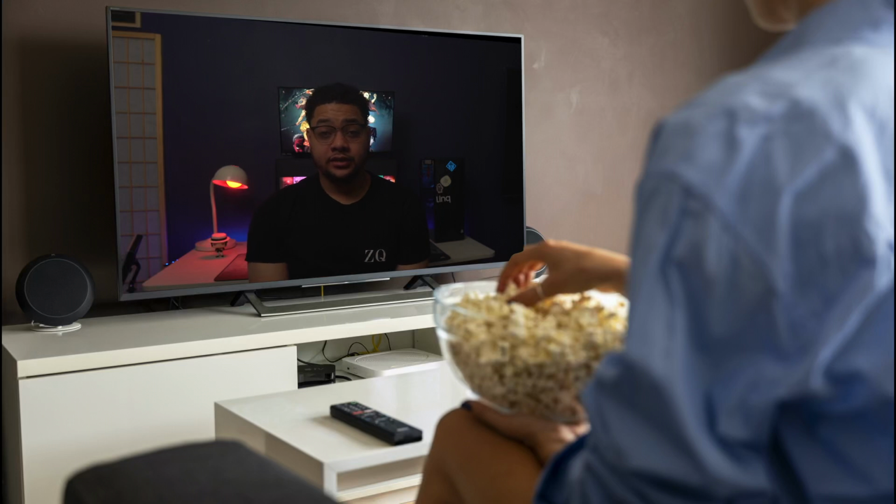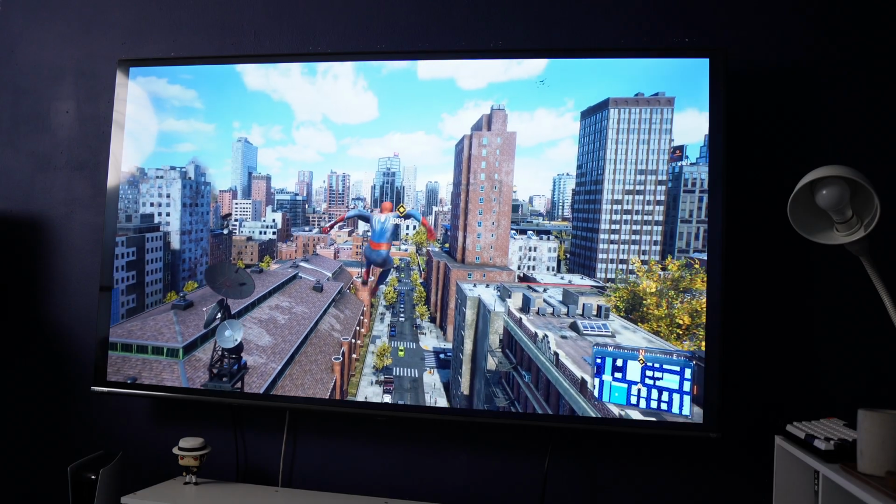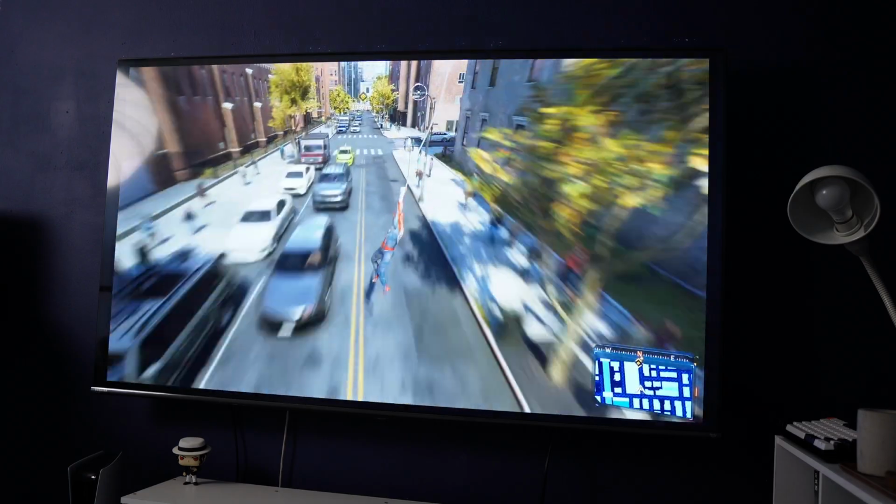Ever stared at your TV or monitor label and felt like you're decoding a math puzzle? Like, what's with all these Ks? 2K, 4K, and 8K? And why do they matter when choosing a screen? Is it all just marketing, or is there a genuine leap in quality and technology behind these numbers?